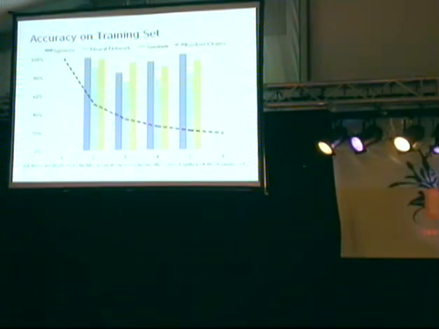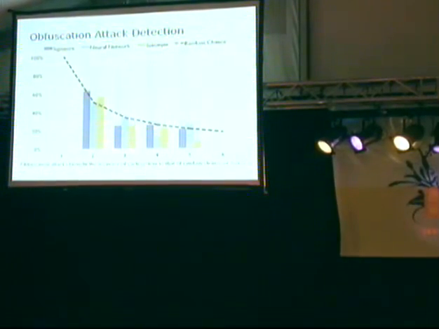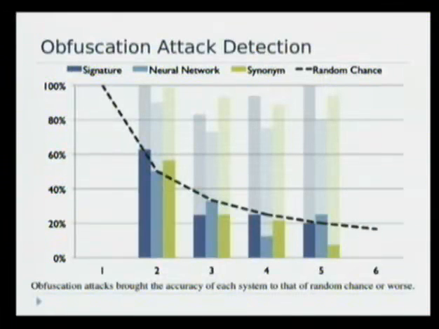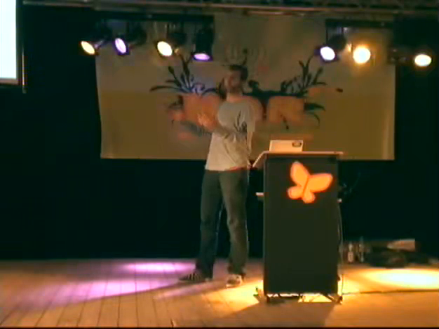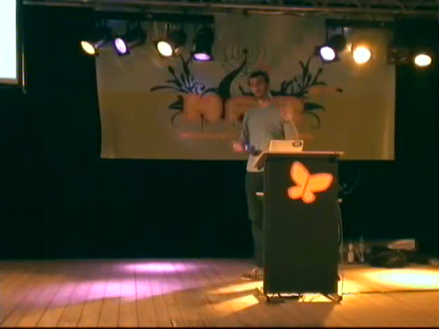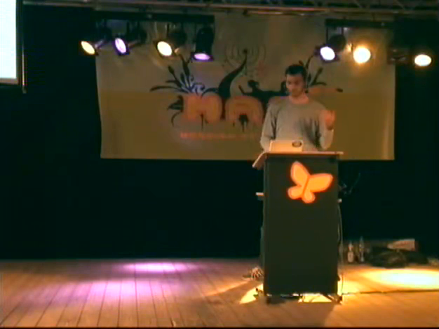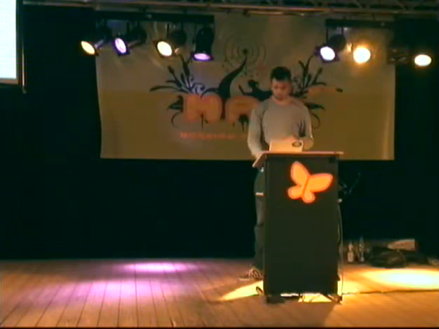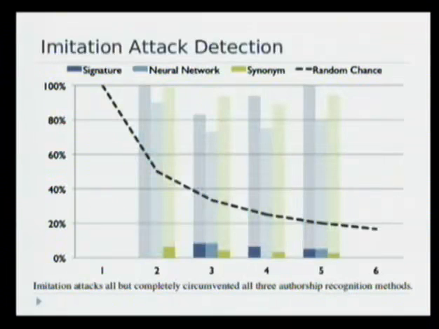When we introduced the obfuscation attacks, however, the accuracy went way down. It went down to just about random chance. So these same methods that had anywhere from 70 to 100% accuracy on unmodified text, when they tried to detect the authorship of the attack passages, the modified obfuscated text, did no better than random chance. Interestingly, when we introduced the imitation attacks, the results went even lower, down to almost 0 in most cases.